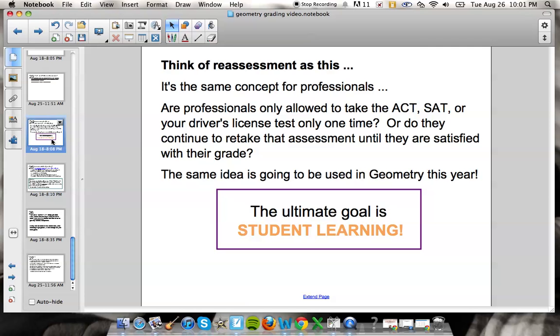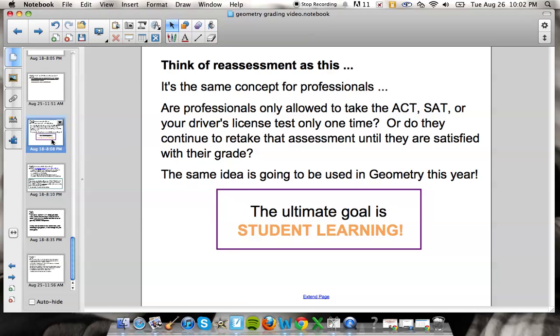Think of reassessment as this. It's the same concept for professionals. Many professionals are not allowed to take the ACT, the SAT, or the driver's license test only one time. If you fail it the first time, you can go and take it a second. If you fail it the second, you can go back and take it a third. So why can't we do that in our courses here at Kennedy? Well, that's the same idea that we're going to be incorporating in geometry.